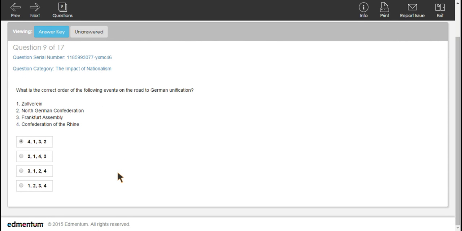What is the correct order of the following events on the road to German unification? Zollverein, North German Confederation, Frankfurt Assembly, Confederation of the Rhine. So we've got those numbered 1 through 4. So our correct answer is 4, 1, 3, 2. That is the top one right here. That's Confederation of the Rhine, Zollverein, Frankfurt Assembly, and North German Confederation.